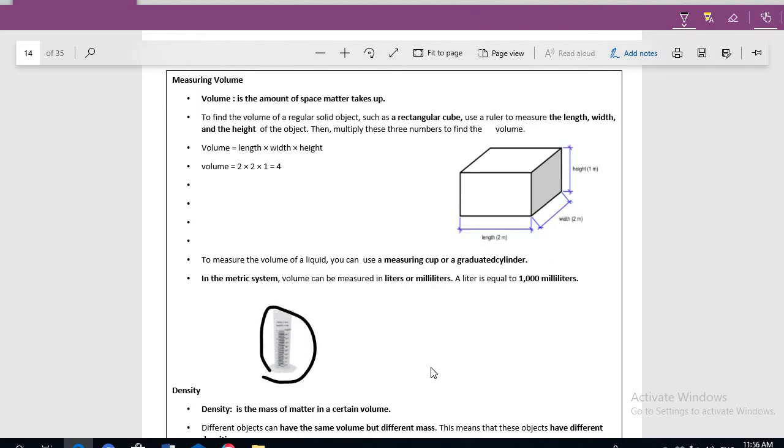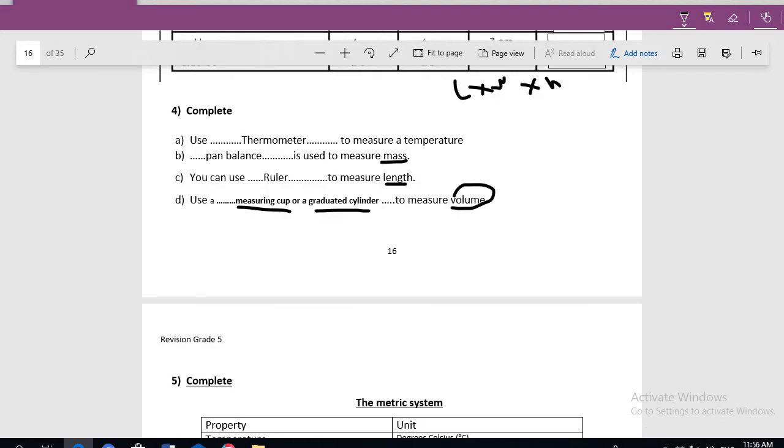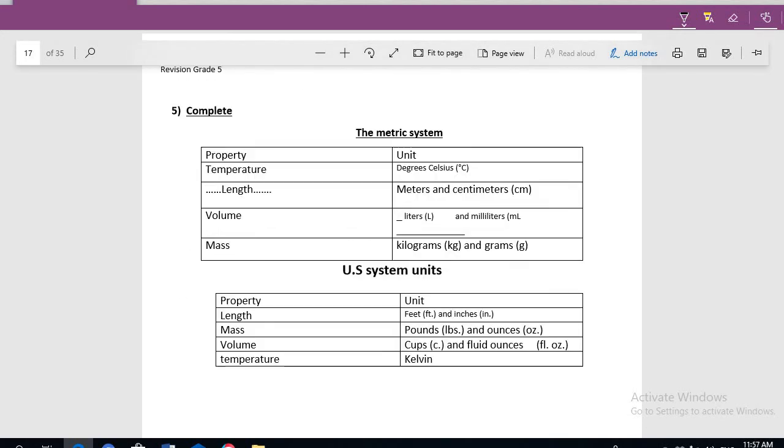This one is a graduated cylinder. So we use a measuring cup or graduated cylinder to measure the volume. We have two systems of units to measure temperature, length, volume and mass: the metric system and the US system. The metric system is used in Egypt, while US system units are used in the USA, America.